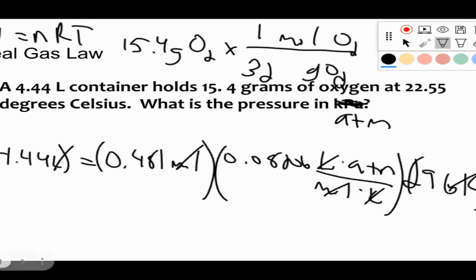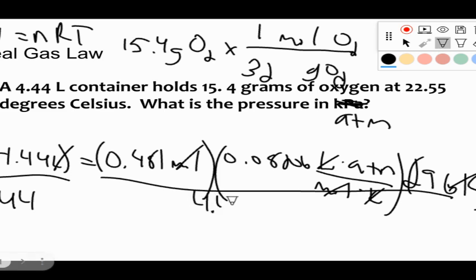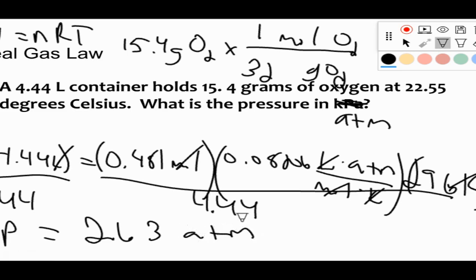So then I'm mathematically canceling liters and moles, Kelvin, Kelvin. I'm going to divide both sides by 4.44. So then I do 0.481 times 0.08206 times 296, divided by 4.44. And I come out this time to 2.63 because I need 3 sig figs. Right now I have it to 3 sig figs, but it would be different if I left it with the 0.55. And that's going to be in ATM.